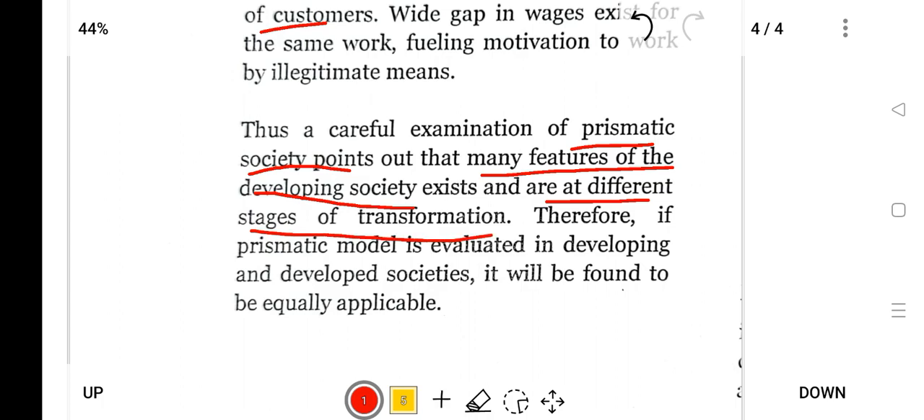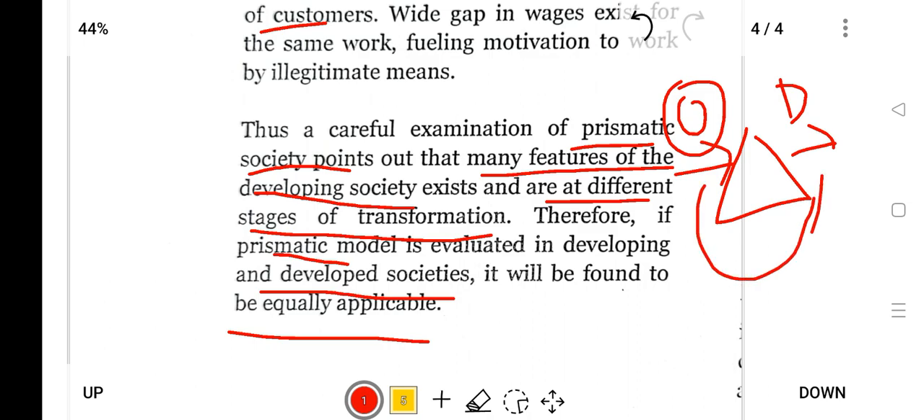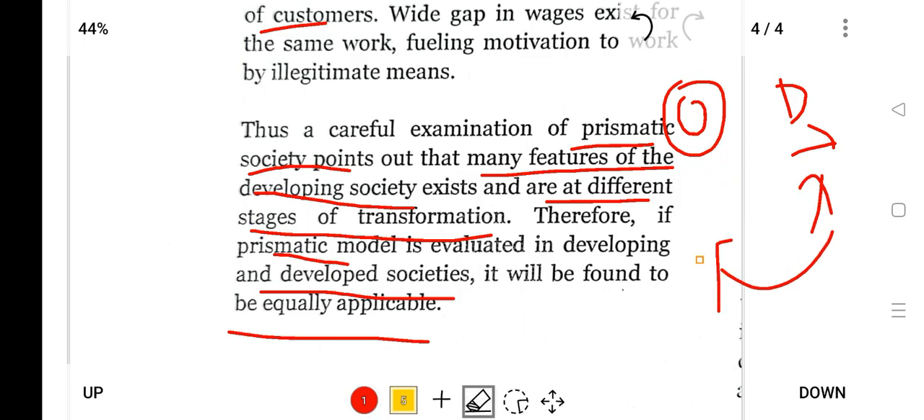A developing country has many such elements, and slowly it becomes a developed country. Therefore it is the prismatic model. If the prismatic model is evaluated in developing countries and developing society, it will be found to be equally applicable. As I said before, there are elements of underdeveloped economies and societies that we can implement in developing countries, and vice versa. So this is the prismatic model of Riggs.